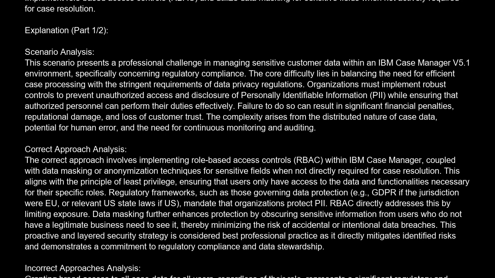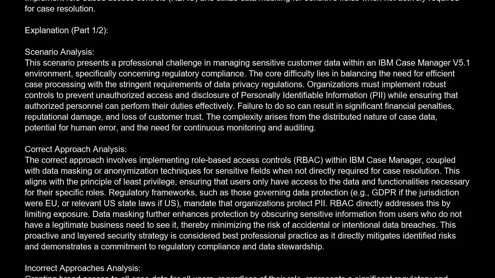The complexity arises from the distributed nature of case data, potential for human error, and the need for continuous monitoring and auditing. Correct approach analysis. The correct approach involves implementing role-based access controls (RBAC) within IBM Case Manager, coupled with data masking or anonymization techniques for sensitive fields when not directly required for case resolution. This aligns with the principle of least privilege, ensuring that users only have access to the data and functionalities necessary for their specific roles.